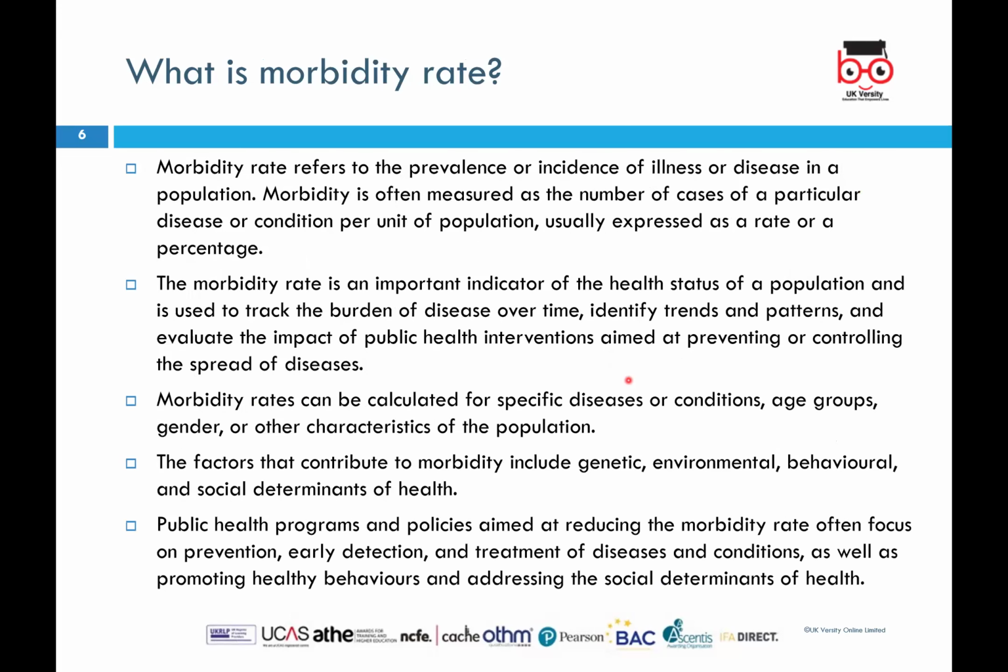Morbidity rate we talked about. So morbidity is the prevalence. Prevalence means old as well as new cases, and incidence is new cases of illness or disease in a population. Morbidity is often measured as a number of cases of a particular disease or condition per unit of population, usually expressed as a rate or a percentage. It's an important indicator because it again helps us in prioritizing.